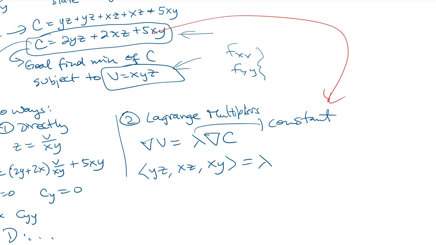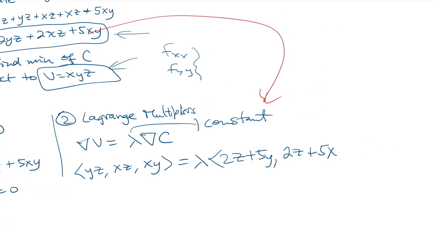Gradient of C is, all right, x would be 2z plus 5y. Y would be 2z plus 5x. And then z would be 2y plus 2x, like that.